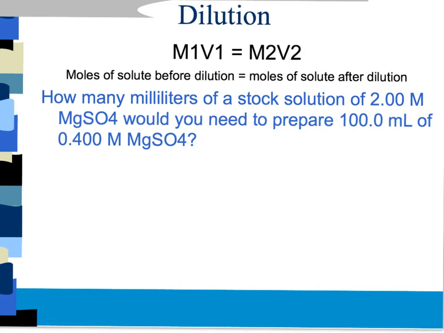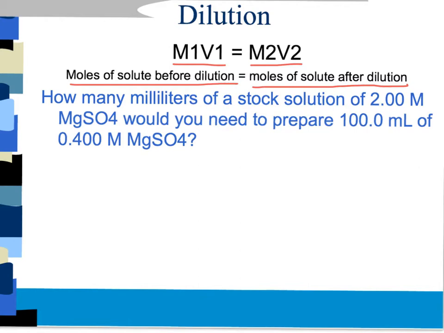Okay, this is another type of concentration problem that you'll have to know how to do, and this is dealing with dilutions. So this equation also will need to be memorized: M1V1 equals M2V2. M stands for molarity, V stands for volume, and it basically tells you right here what you're doing in the equation. When you're doing a dilution, the moles of the solute before the dilution equals the moles of solute after the dilution. So that means that the moles are going to be the same, okay?